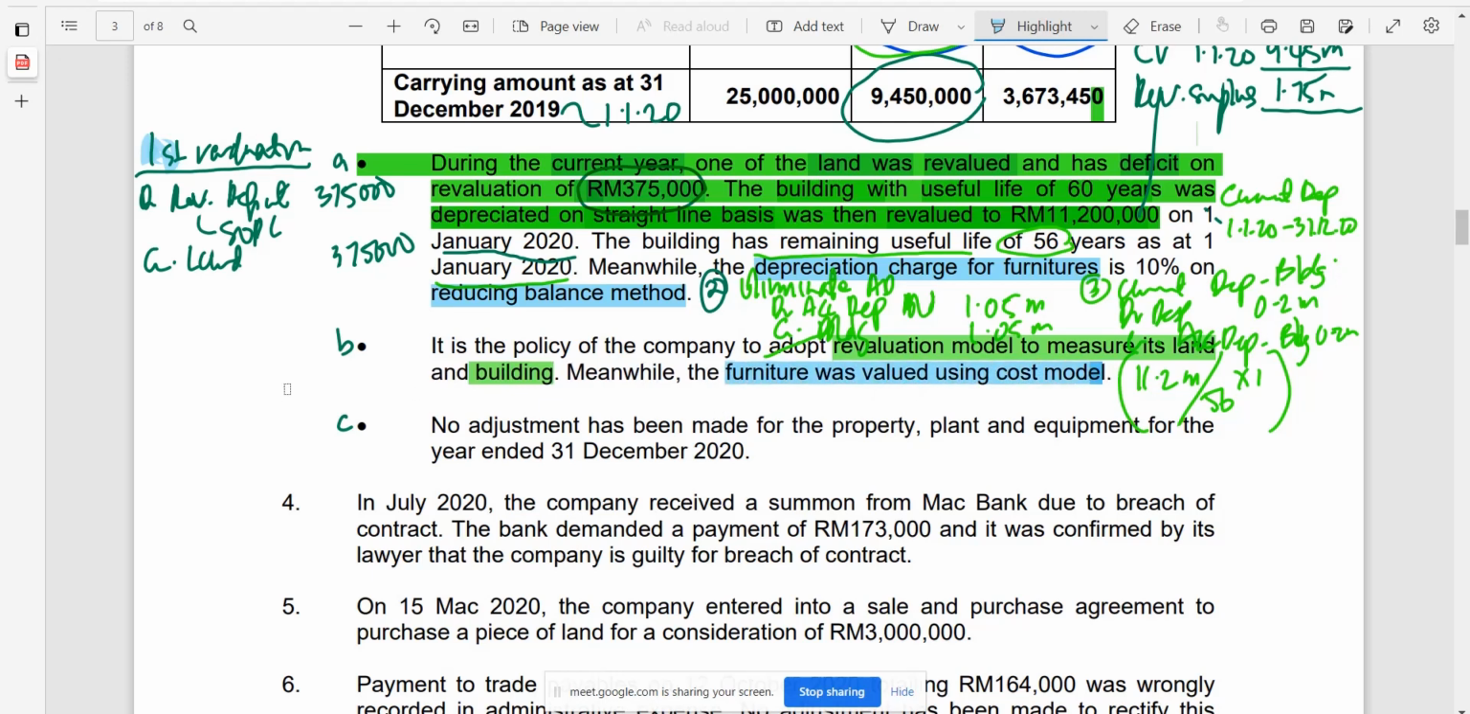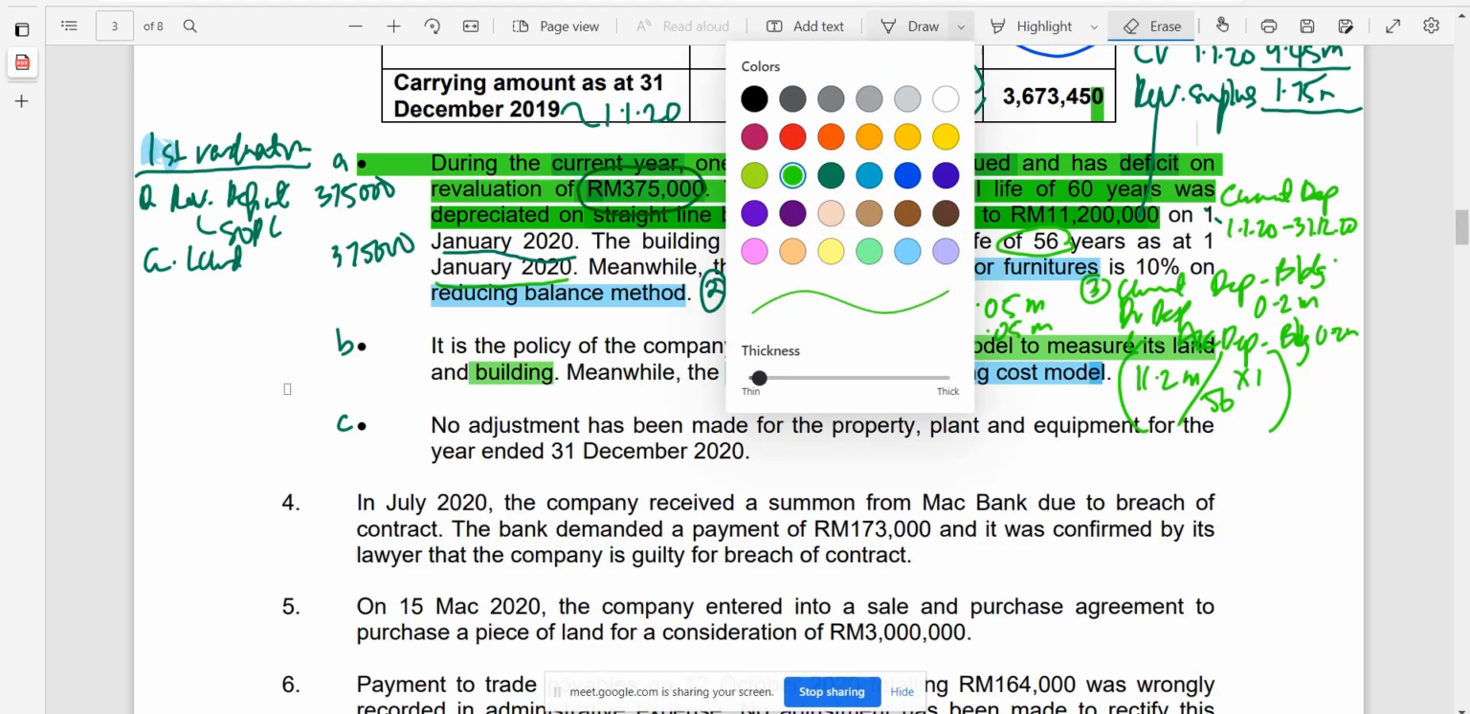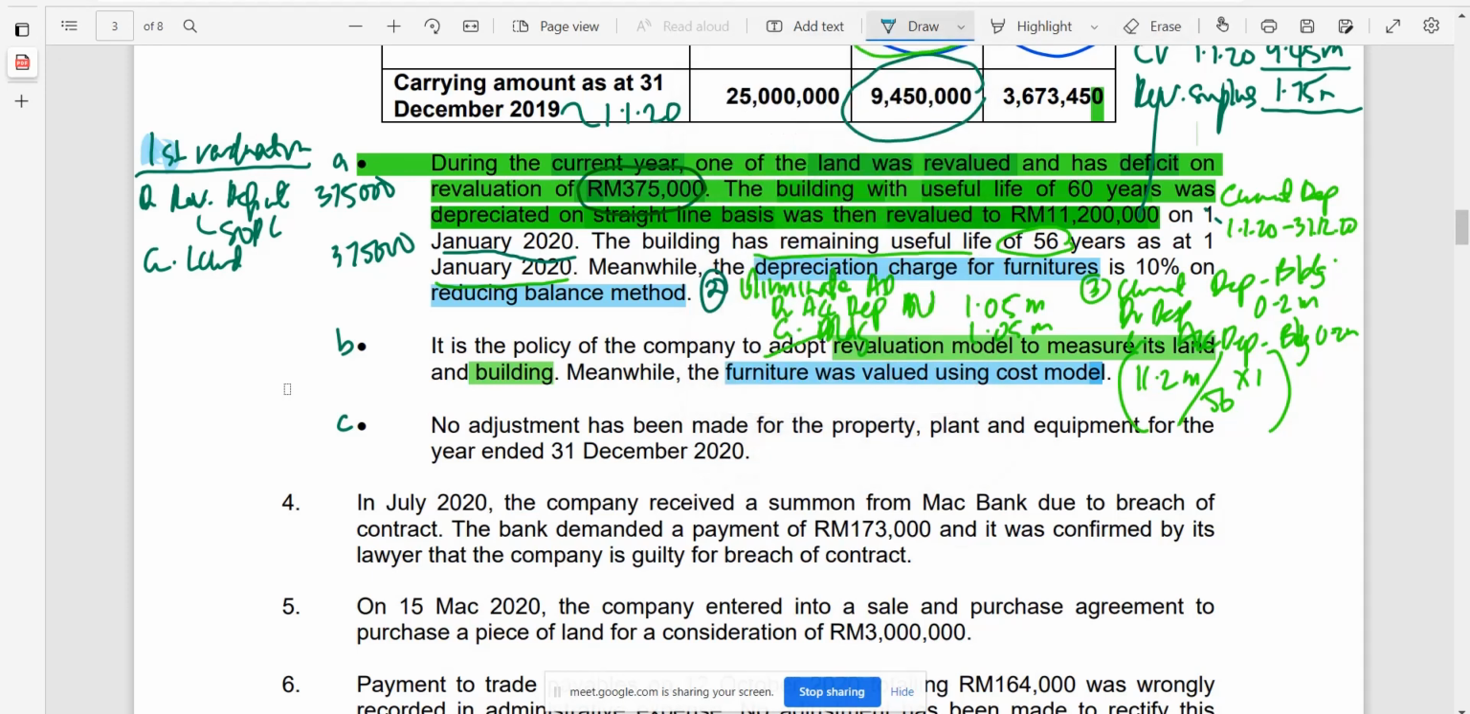So for the furniture, your calculation for depreciation would be based on carrying amount. Why carrying amount? Because the item furniture is using the reducing balance method. How do I know here? Reducing balance method. So you calculate based on carrying amount. Carrying amount is cost minus accumulated depreciation. We will do that in workings.